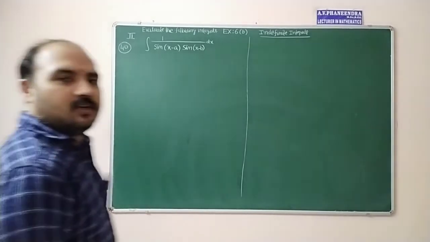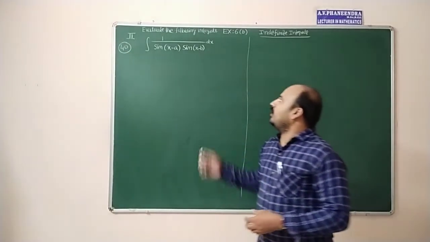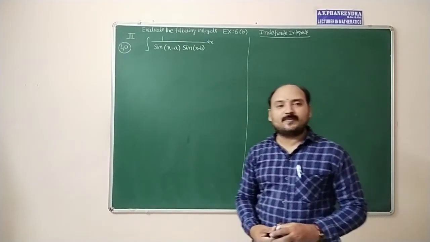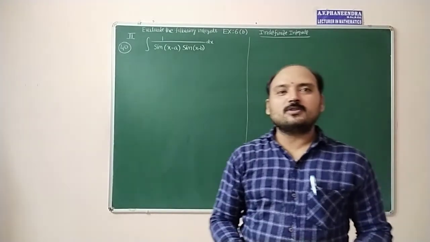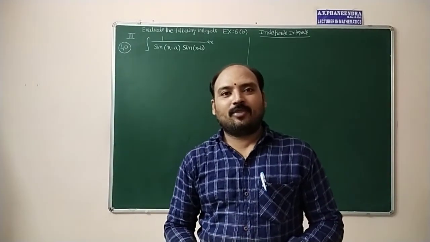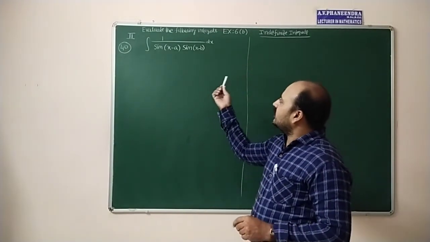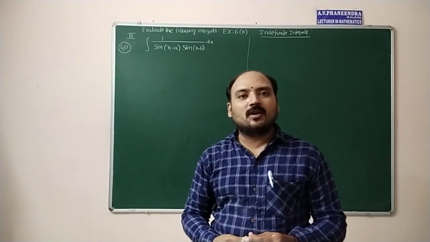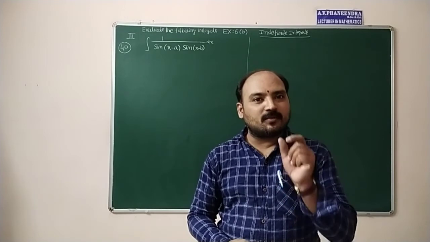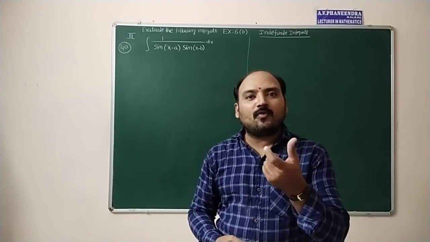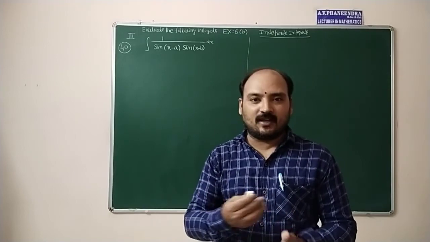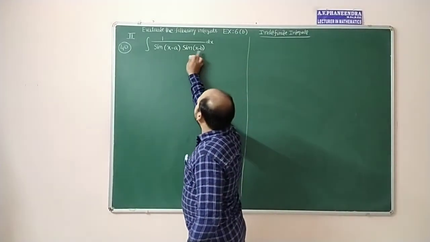The next question: integral of 1 by sin of x minus a into sin of x minus b. How do we solve these types of problems? Whenever both the functions are sine or both the functions are cos, you have to multiply and divide by some constant, sin of a minus b, or sin of b minus a. Here the constants a and b are there, no?